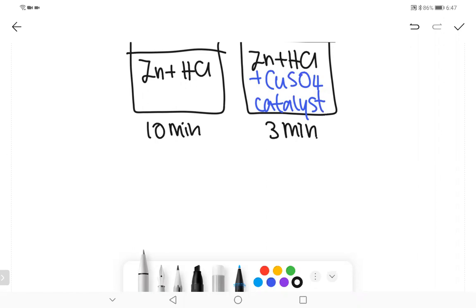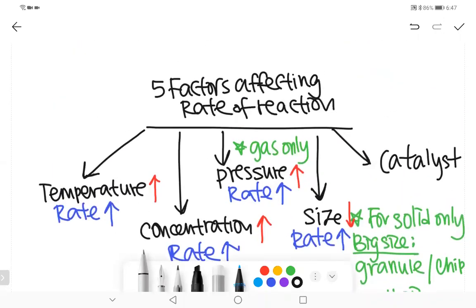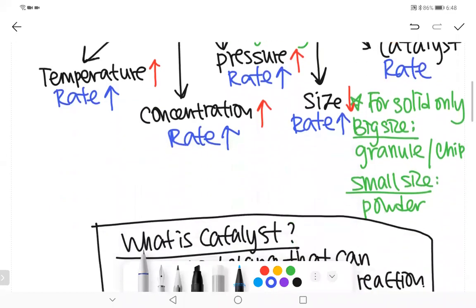So hopefully all of you know what a catalyst is now. Normally we don't use the words increase or decrease for a catalyst. Normally a catalyst is either used or not used. When we use the catalyst, the rate becomes higher. When we use the catalyst, our chemical reaction becomes faster. So that is what we need to know.